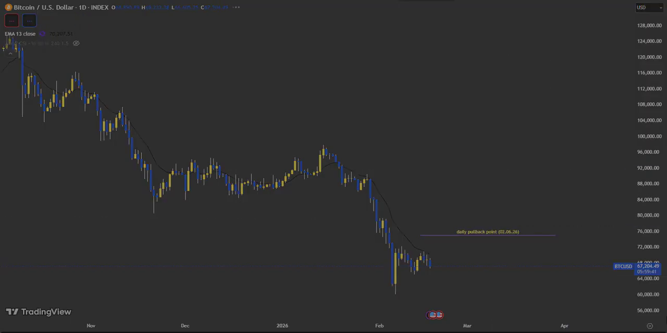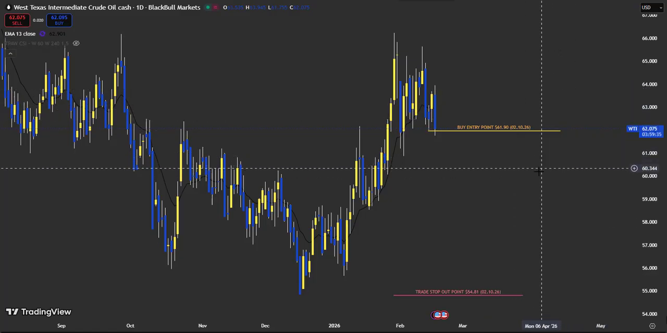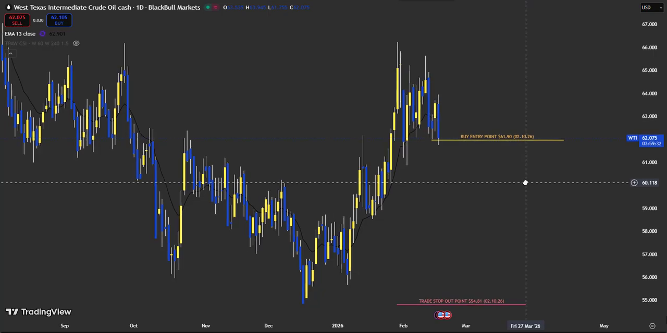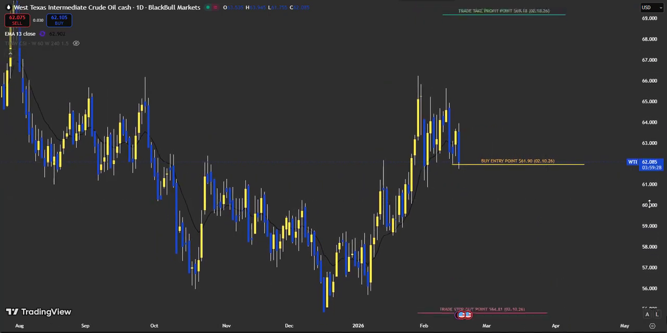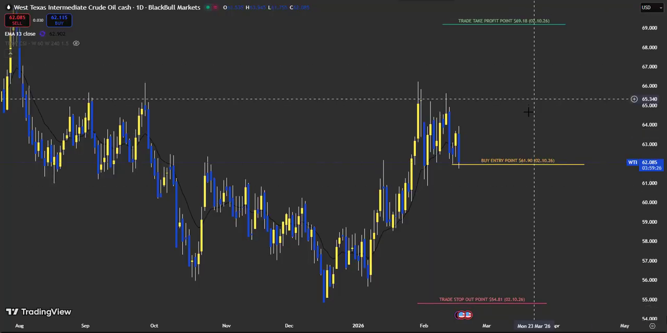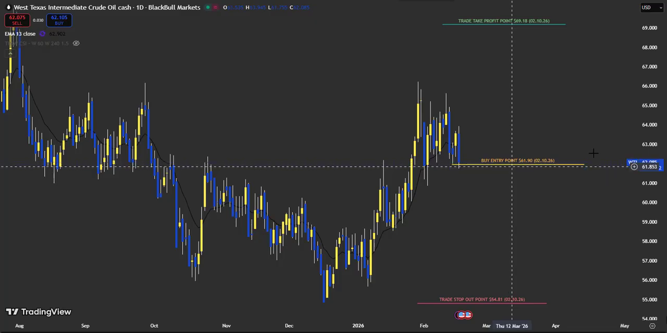All right, WTI crude, we had a buy hypothesis that was triggered on this trade at the 61.90 price point with a stop out of 54.81. And then a take profit of $69.18. So we're waiting on that trade to continue to play out for us, but we're long on crude oil right now.